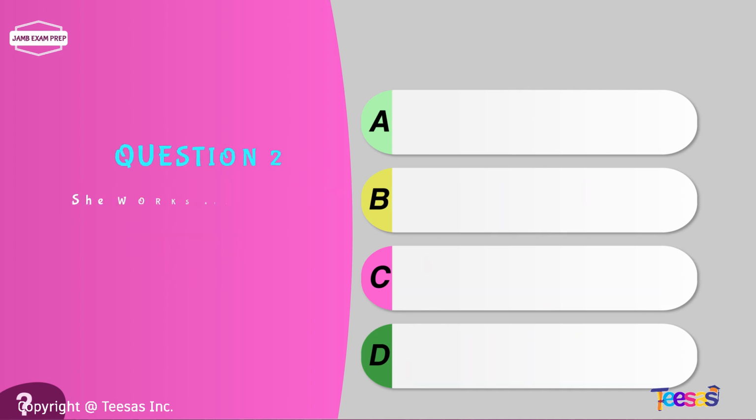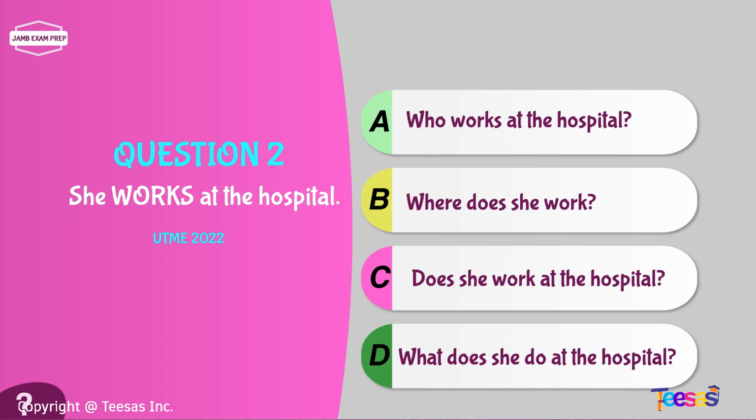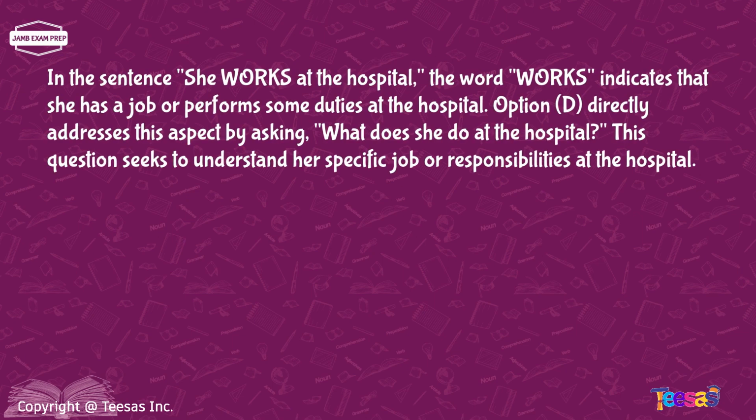Question 2. She works at the hospital. Our answer is option D. In the sentence, she works at the hospital, the word works indicates that she has a job or performs some duties at the hospital. Option D directly addresses this aspect by asking, what does she do at the hospital? This question seeks to understand her specific job or responsibility at the hospital.